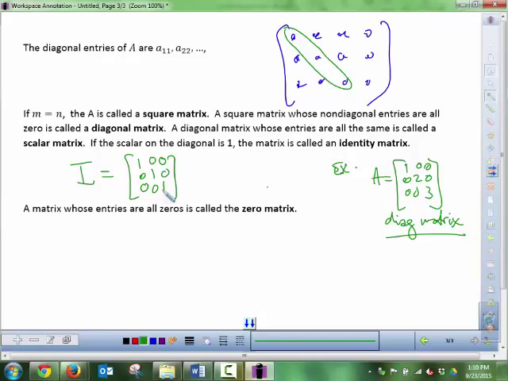So it's usually denoted by a capital I, and first of all, an identity matrix has to be a square matrix. And so we can denote this by just the number of rows, which is equal to the number of columns. So if I say I3, then I get my identity matrix 3 by 3.